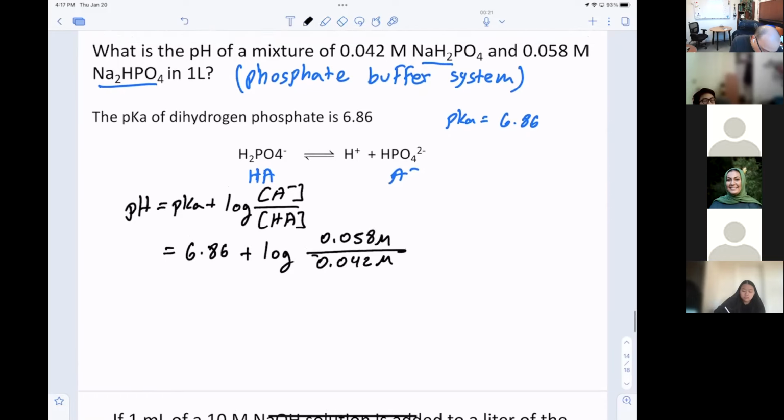All right, so how to answer that? We're going to do 6.86 plus log of this fraction. I highly recommend, because this is office hours, if you have a calculator right there, try to do it. Try to do it now.